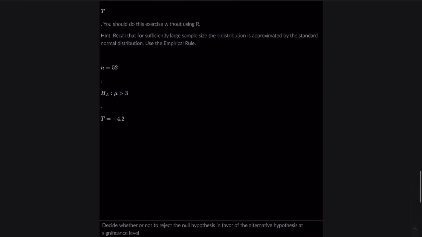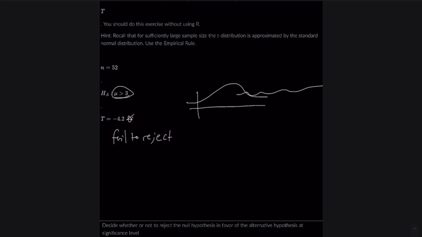What it gives us here is our test statistic equals negative 4.2, and our alternative hypothesis is mu is greater than 3. So what we're actually looking for would be greater than. In a graph, we want greater than, and this gives us a negative t-value, which means it's way less than 3. So we would fail to reject, because if we reject the null, that means we're saying the alternative is true, and since we're going to say the alternative is false, we would fail to reject, right? Because we want a greater value, but since our test statistic is negative, that means the value is less than.